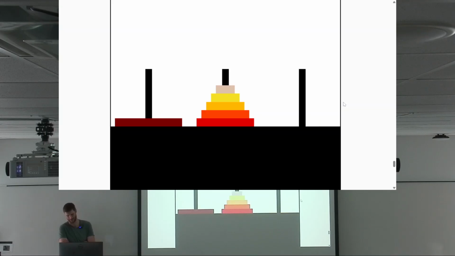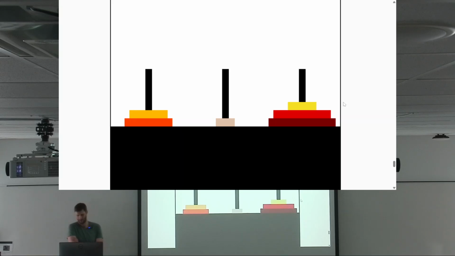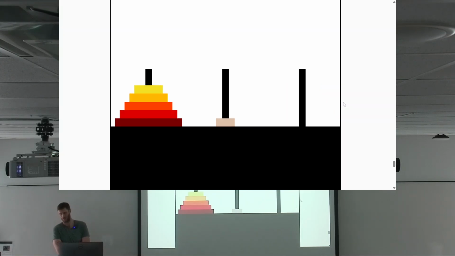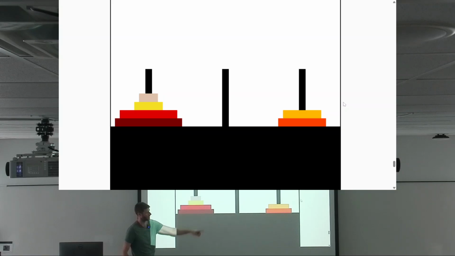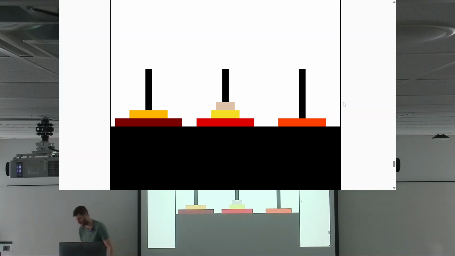We'll just let it finish this cycle. When I said we'll let it finish that cycle, you may have noticed we just moved the last one to where it's got to go. But interestingly enough, we were actually only about at the halfway point.